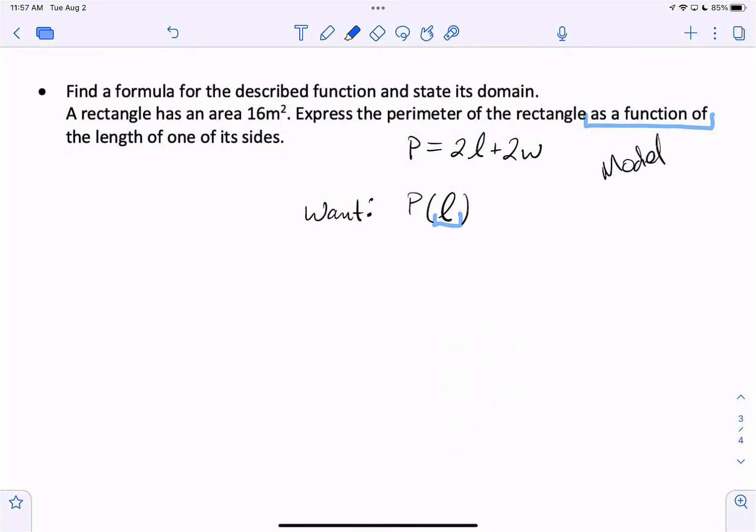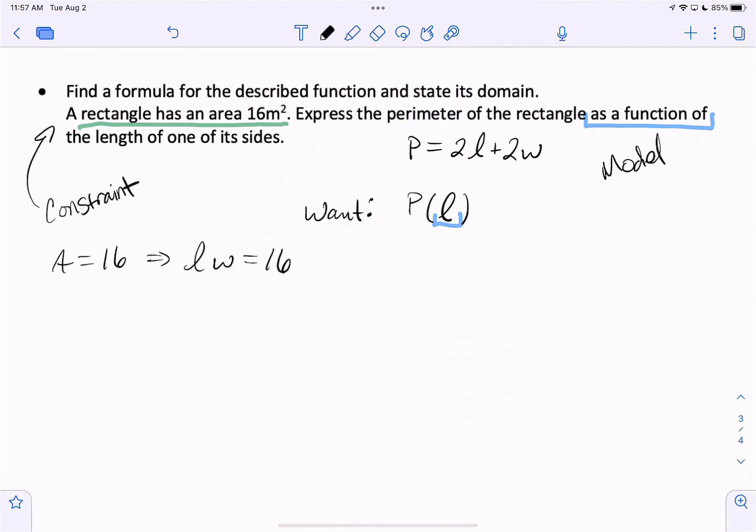That model is going to be subject to a constraint, and that is that we have a rectangle with an area of 16 square meters. And a constraint is really a relationship between two variables. In this case, if the area is going to be 16 square meters, we know that the area of a rectangle is length times width, and in this case, length times width is equal to 16.